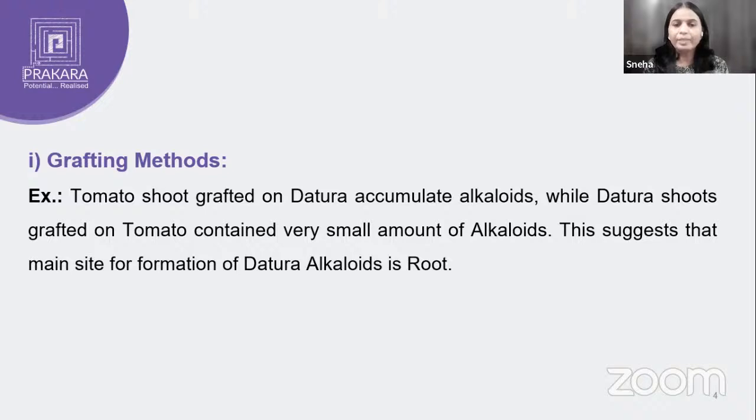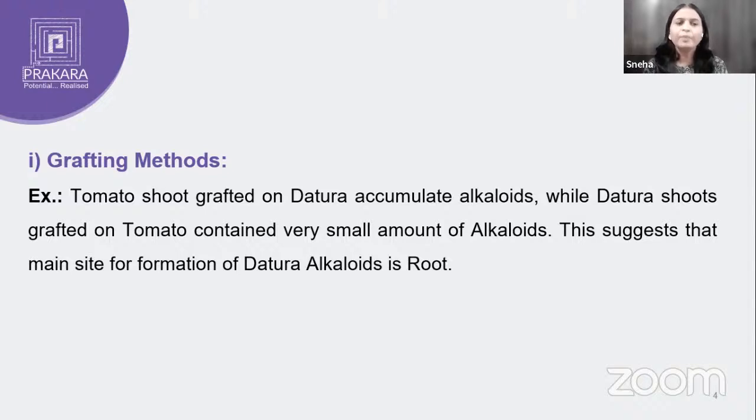So at that time, which plant has more of this tropane alkaloid, that we will try to see. If the datura plant has more alkaloid, it indicates that only the roots of this datura plant have the capacity to synthesize the tropane alkaloid. So this is the grafting method.